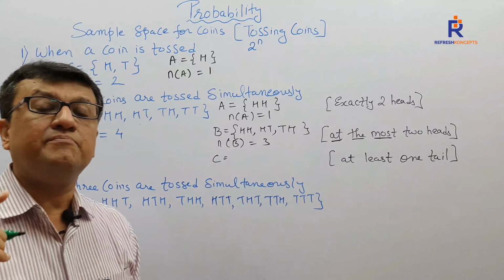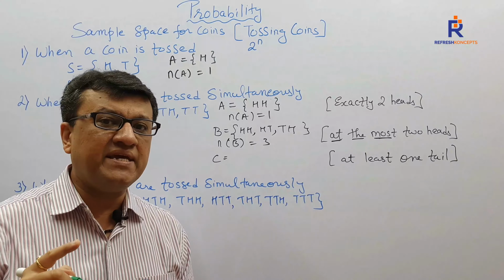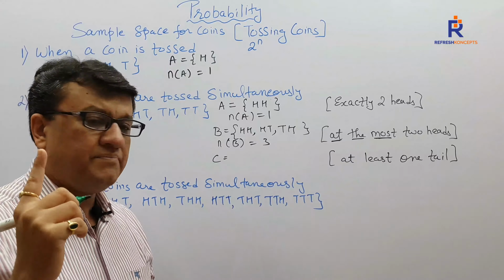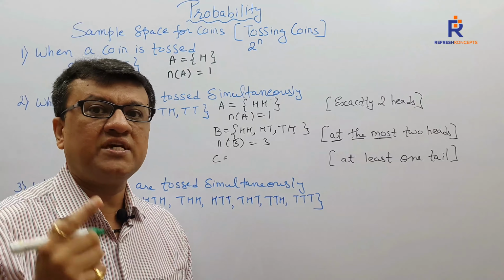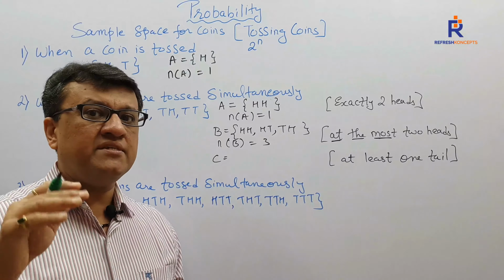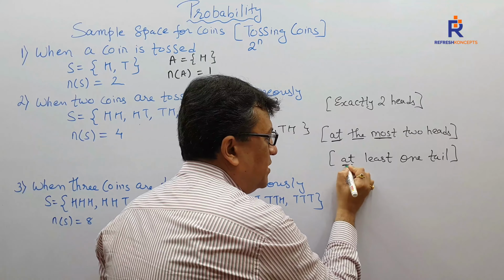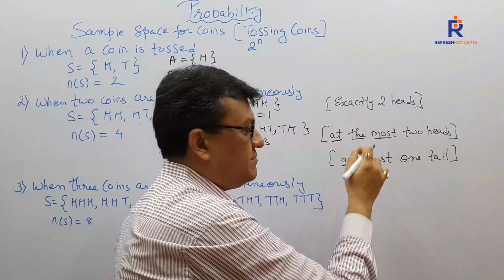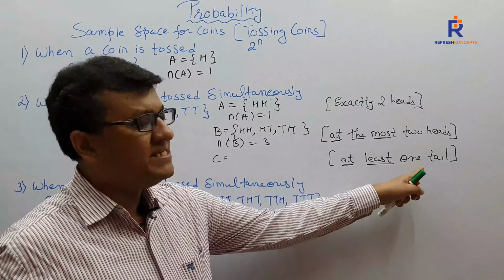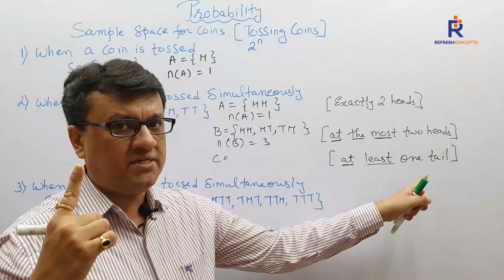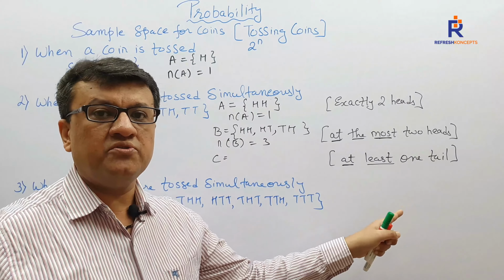At least means minimum. So minimum they want 1 tail. Maximum is what they can have, 2 tails also. At least means minimum. Understand once again. At the most means maximum. At least means minimum. At least 1 tail, so minimum 1 tail is what they want. Maximum, even 2 is going to do.